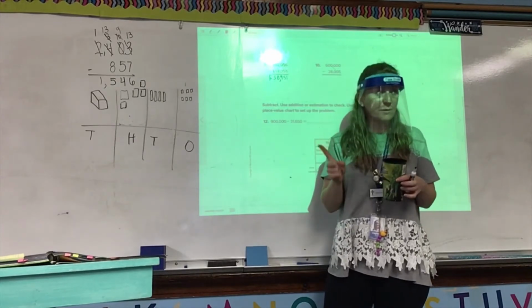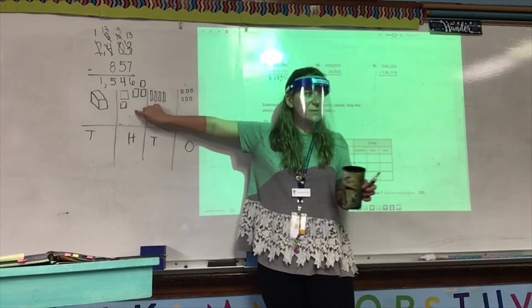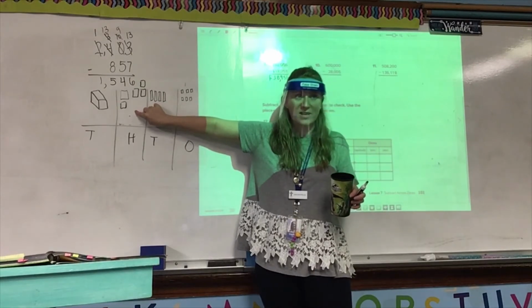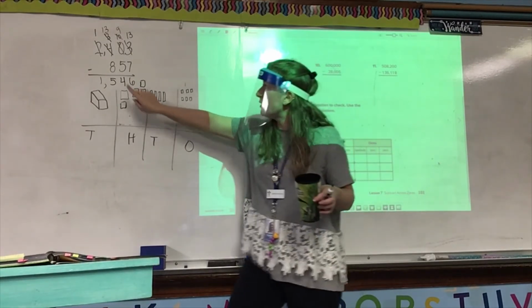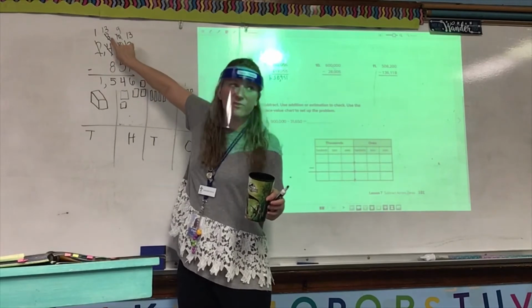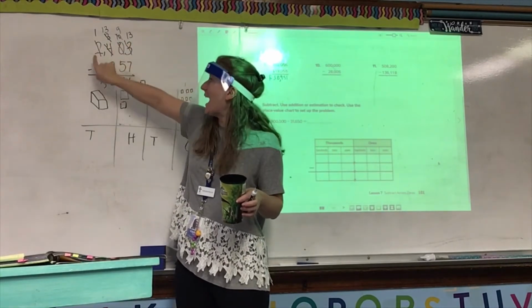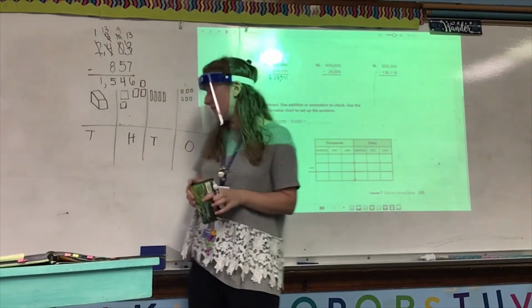But you have to remember, if there were already some of those smaller blocks, you're adding 10 to it. You're not just changing it to 10, because you can't just get rid of those 3 hundredths flats that were already there. You have to add the 10 to it.